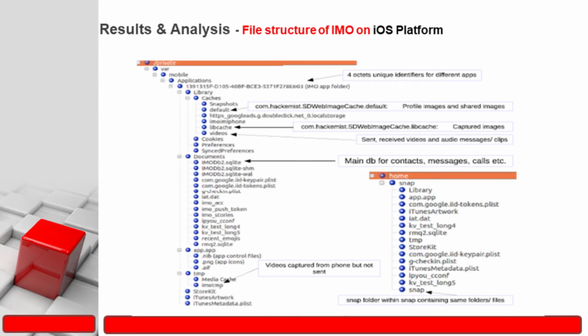Here in this slide we see the pictorial display of the file structure of IMO on the iOS platform. We can see here the caches folder, the default folder which keeps the profile images and shared images. We have the lib cache which keeps the captured images. We have the videos, we have DBs. So the entire structure is visible here for the iOS platform.